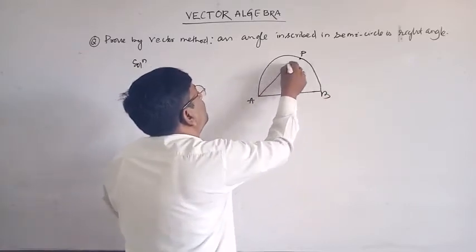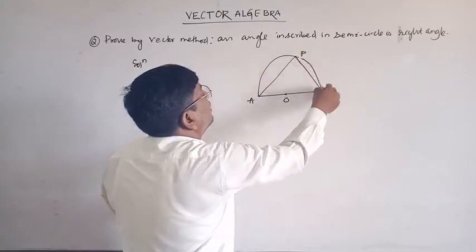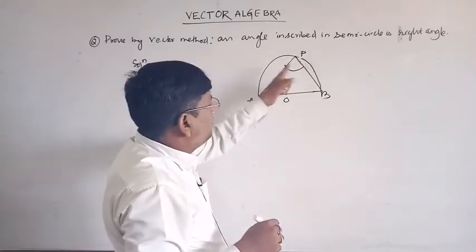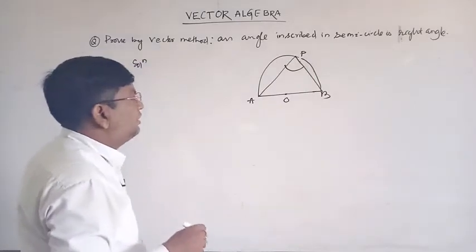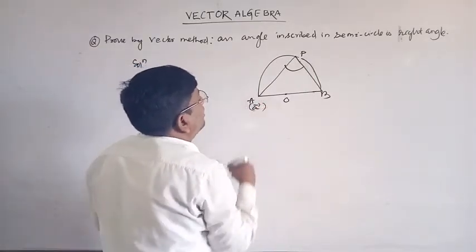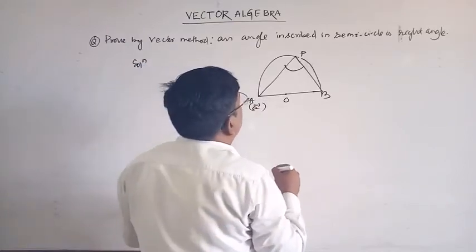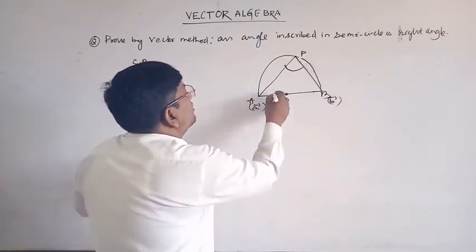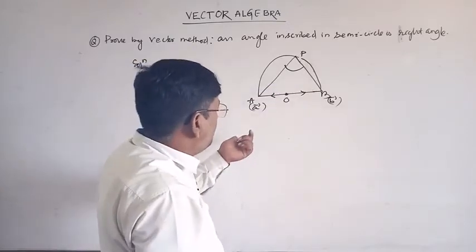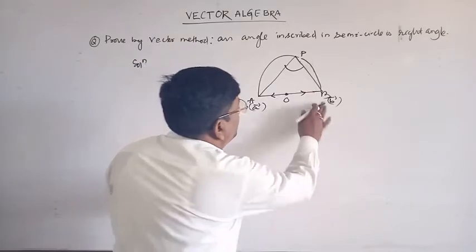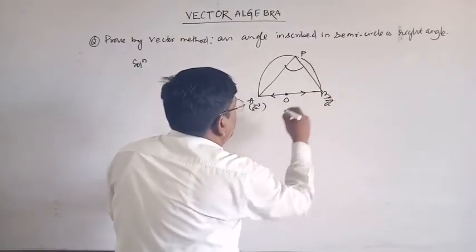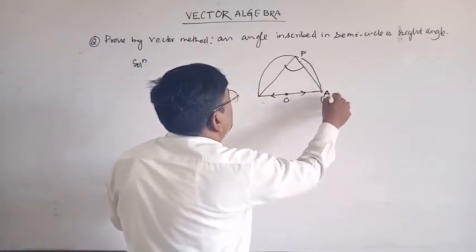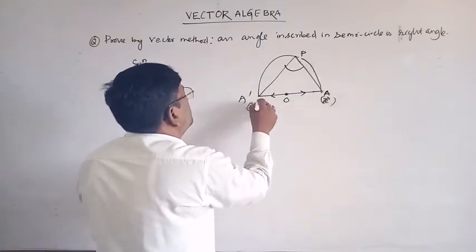We have to prove this angle APB is 90 degrees. Here this is position vector A and this is position vector B. So A is equal to minus B, or B is equal to minus A. Suppose this is A whose position vector is A, and this is A dash whose position vector is minus A vector.